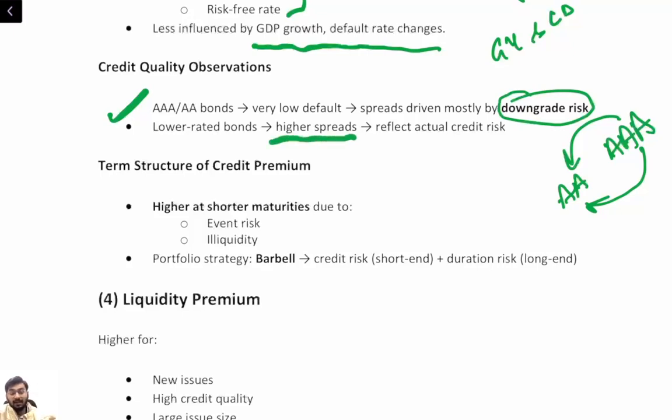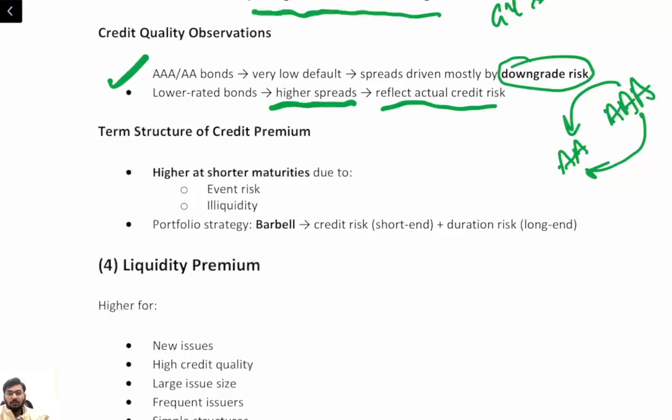So there are some low grade bonds as well. For them the spread is high and they will reflect your actual credit risk. For higher grade bonds, it's very difficult to reflect the actual credit risk, but for the low grade bonds, yes, there are chances that they will default, and hence the credit premium is also going to be higher.